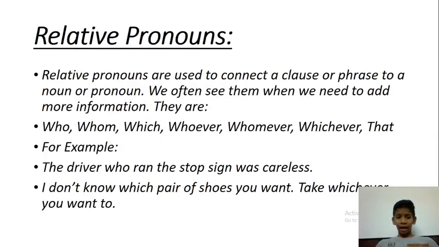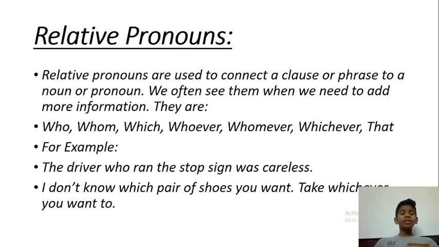Relative pronouns. As the word suggests, relative means connecting or relating something. Relative pronouns are used to connect a clause or a phrase to a noun or a pronoun. We often see them when we need to add more information. They are who, whom, which, whoever, whomever, whichever, that. So they are seven in number.